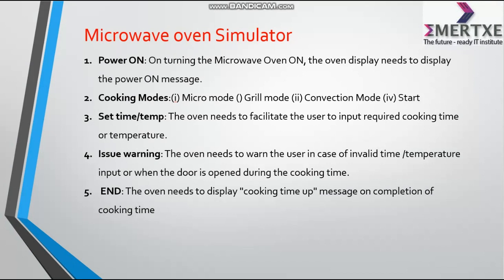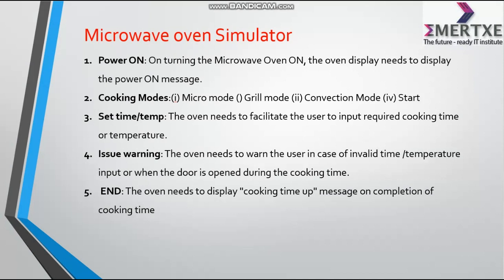Here we have some of the functions or keys we have to use on the microwave simulator. First, power on. This denotes that the LCD display has to be turned on. Next, cooking modes. There are four types of cooking modes: micro mode, grill mode, convection mode, and start. Set time and temperature. The oven needs to facilitate the user input required for the time or temperature.